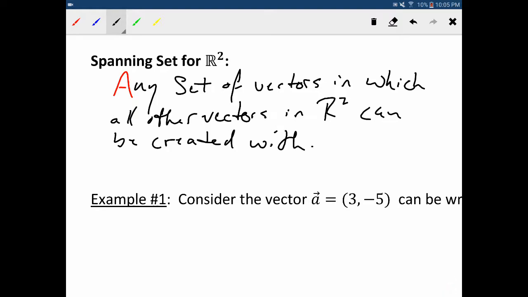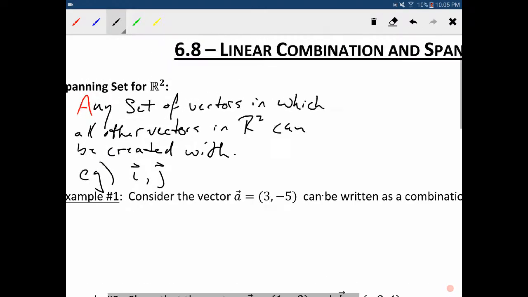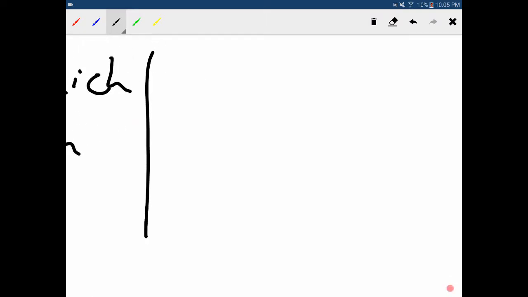Okay, so the obvious example here is the one that we have talked about for the last several lessons, which would be i and j. Using i and j, we can create any vector within R2. What's interesting is that it doesn't just have to be i or j. As long as you have two vectors in R2 that are non-zero and non-collinear, they will actually span all of R2.